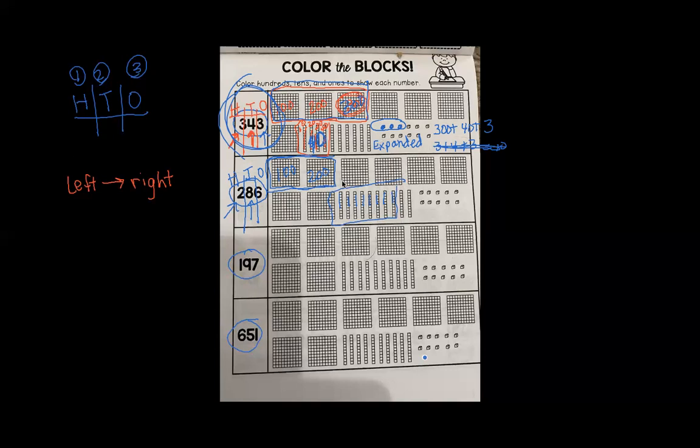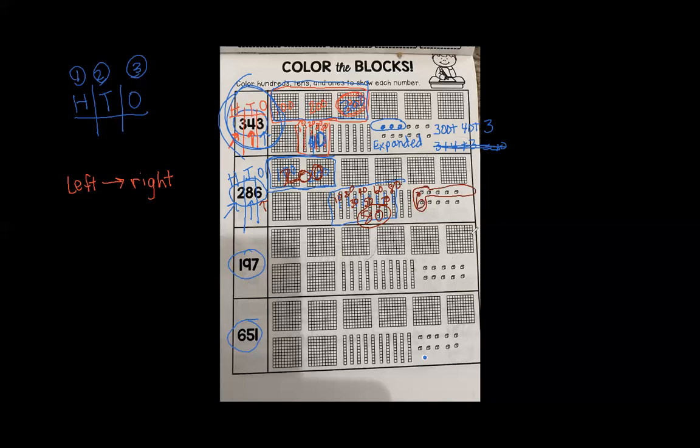This time I'm going to write it counting by tens. 10, 20, 30, 40, 50, 60, 70, 80. So the value of my tens place is 80. The value of my hundreds is 200. Now I need 6 ones. I'm going to circle 6 ones.